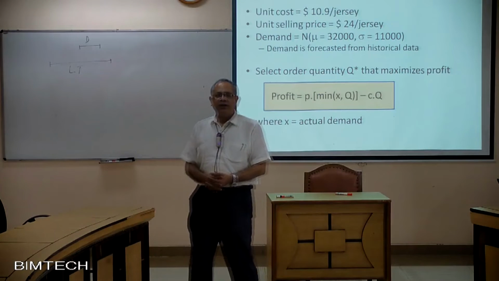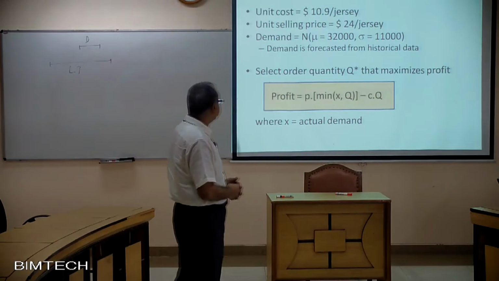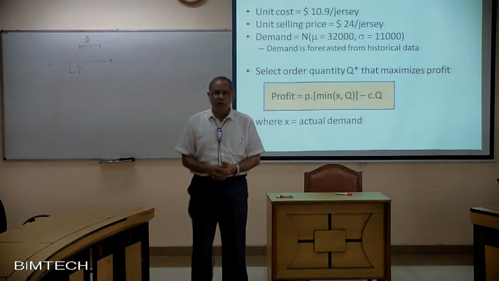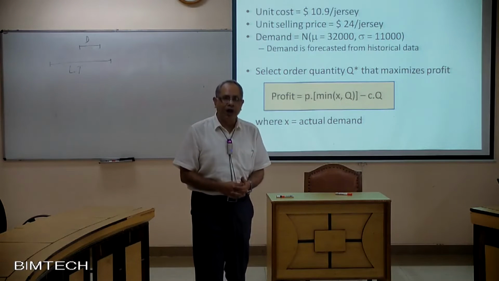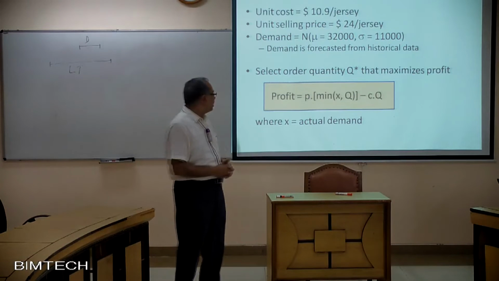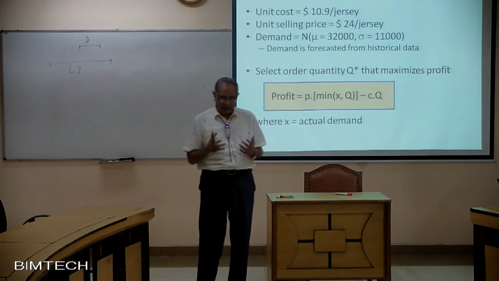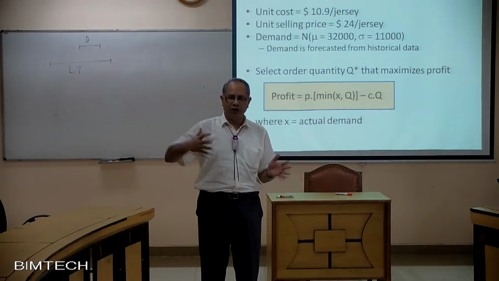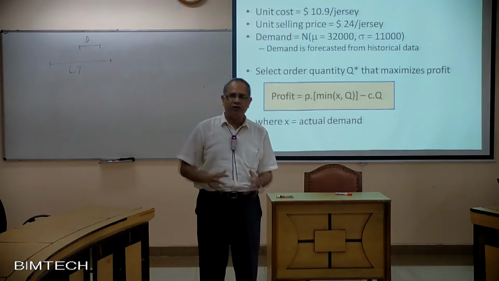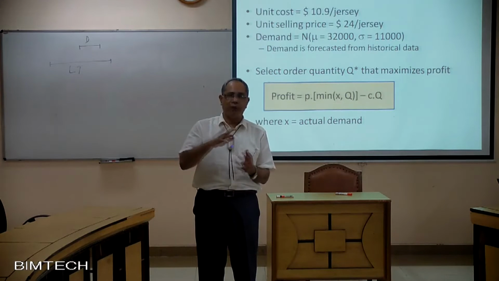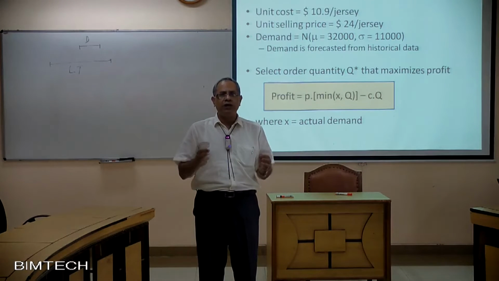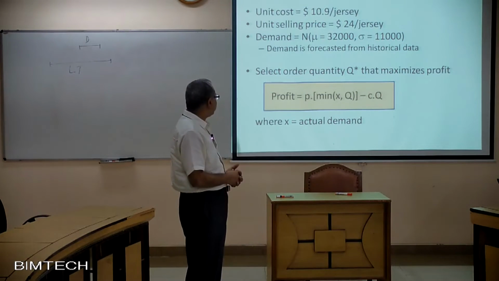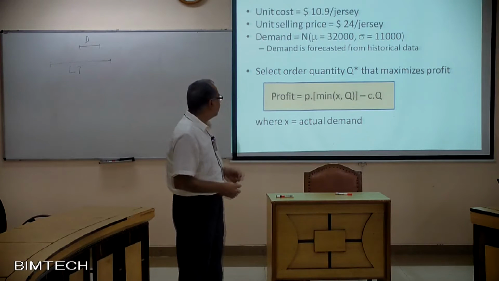Okay, we are given some data. The data involves, we are told that the unit cost of a jersey is $10.9 and the selling price of each jersey is $24. Now please remember that these are representative unit figures, because there are different sizes of jerseys. So the price and cost might differ from SKU to SKU, but we are taking one representative jersey for which we can assume the unit cost and price to be these values.